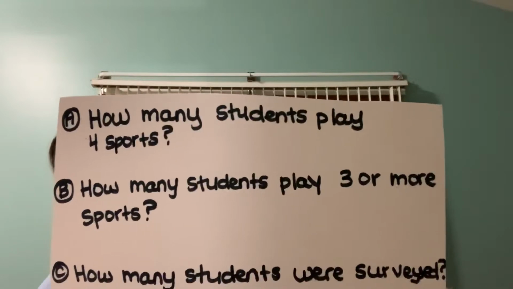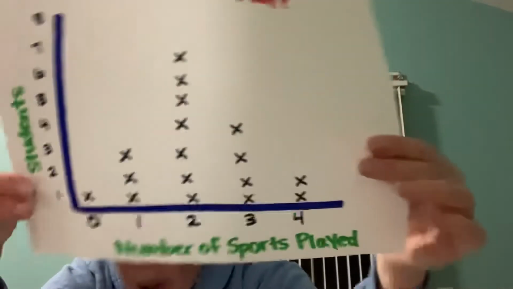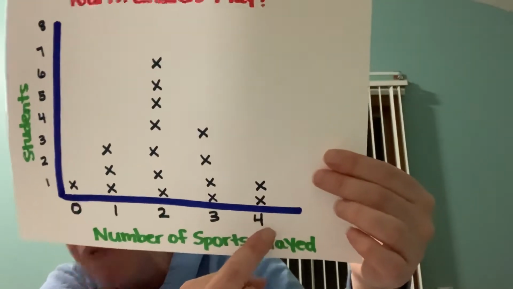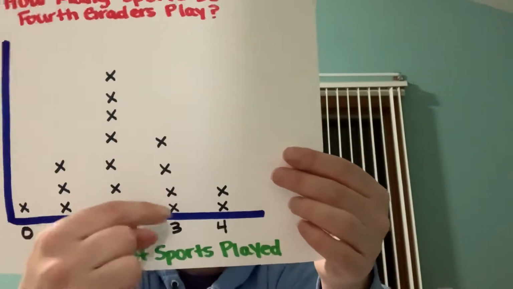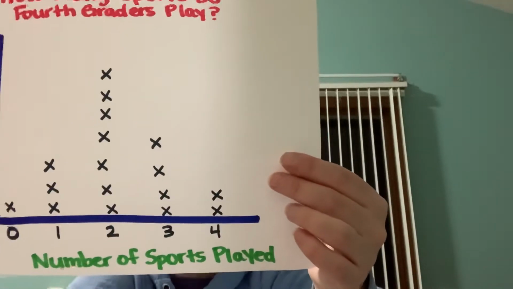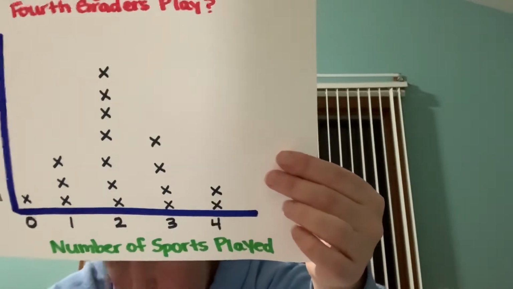Our next question, B, how many students play 3 or more sports? That one extra piece of information, or more, is going to completely change the way we answer that. When I'm looking here at 3 or more, this would be 3 or more sports, and 4 would be 3 or more. So I'm going to count the total number of students that play 3 or 4 sports, because that would include 3 or more. So that would be 1, 2, 3, 4, 5, 6 students.